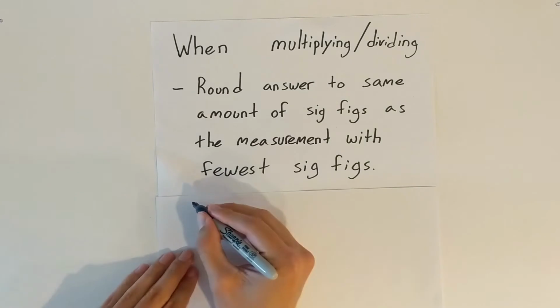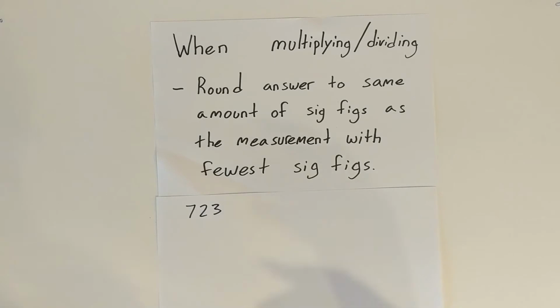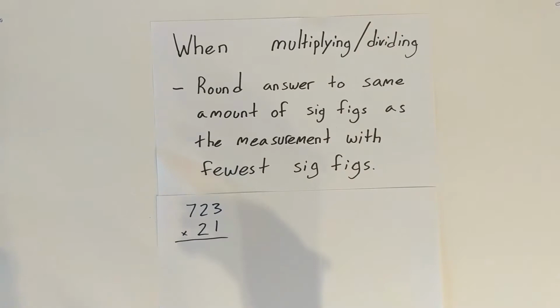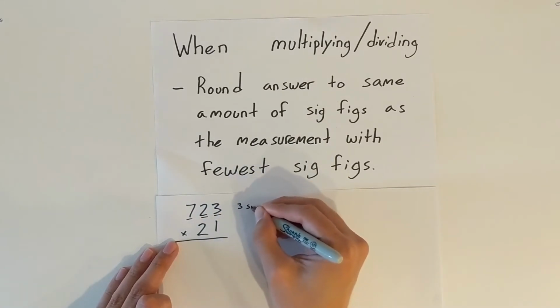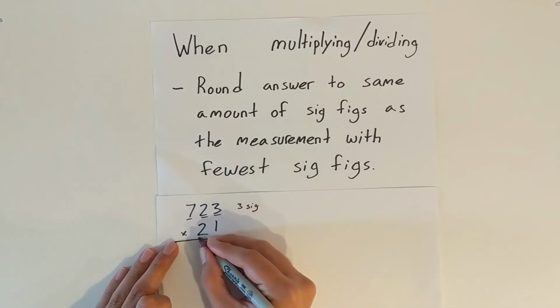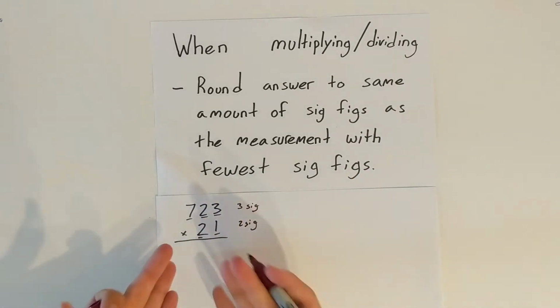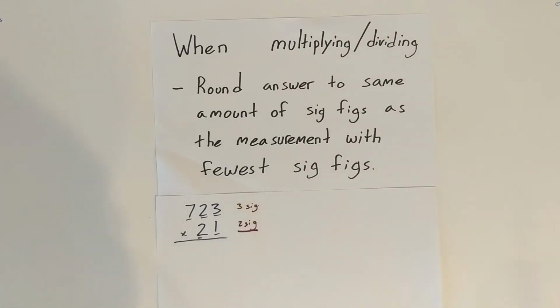So if I wanted to multiply two numbers, two measurements I got, let's say 723 and 21, I have to calculate the amount of the significant figures in each one of those. So this one, 723, that's 3 significant figures. 21, 2. So what I'm going to do is I'm going to stick this directly in my calculator, and then I have to round it to an answer where there is 2 significant figures, because that is my measurement with my least amount of significant figures.